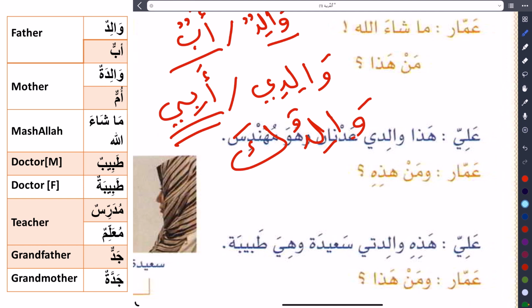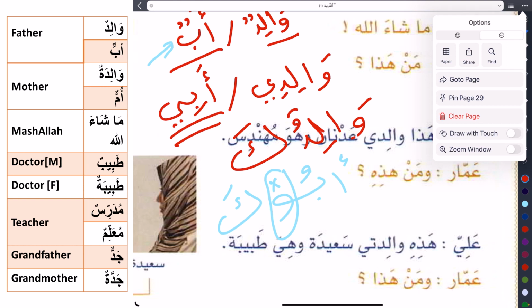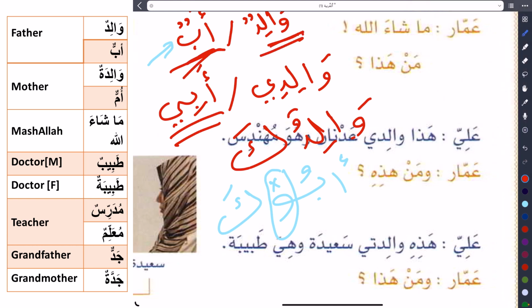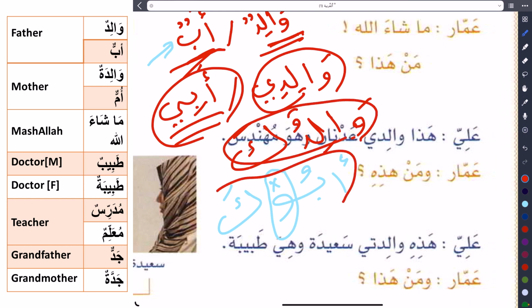So we don't say abuka, we say abuka, with an extra waw. Let's say that again. Your father using abun is abuka and not abuka. There is an extra waw here. We do this with both father and brother. Abuka, your father. Akhuka, your brother. So, father is walidun, abun. My father, walidi, abi. Your father, waliduka, abuka. Your father for feminine, waliduki, abuki.